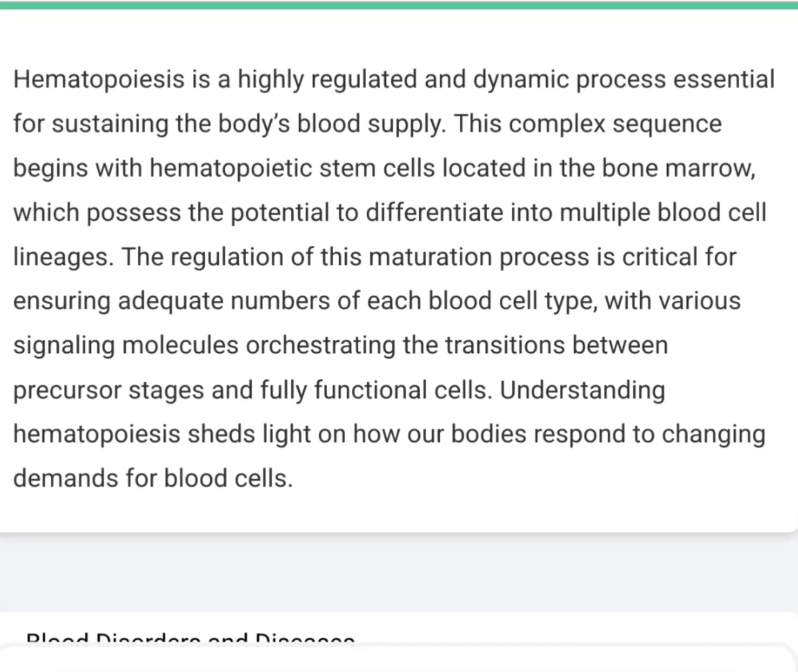Hematopoiesis is a highly regulated and dynamic process for sustaining the body's blood supply. This sequence begins with hematopoietic stem cells located in the bone marrow, which possess the potential to differentiate into multiple blood cell lineages. The regulation of this maturation process is critical for ensuring an adequate number of each blood cell type, with various signaling molecules orchestrating the transitions between precursor stages and fully functioning cells. Understanding hematopoiesis sheds light on how our bodies respond to changing demands for blood cells.